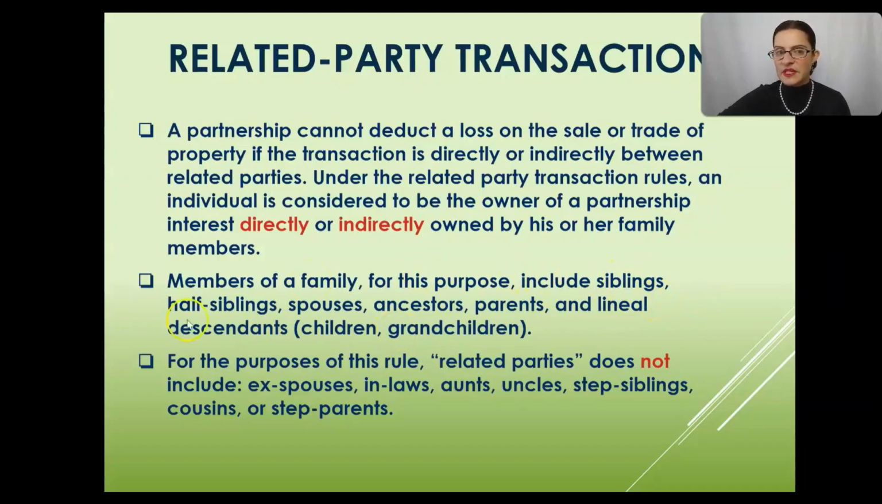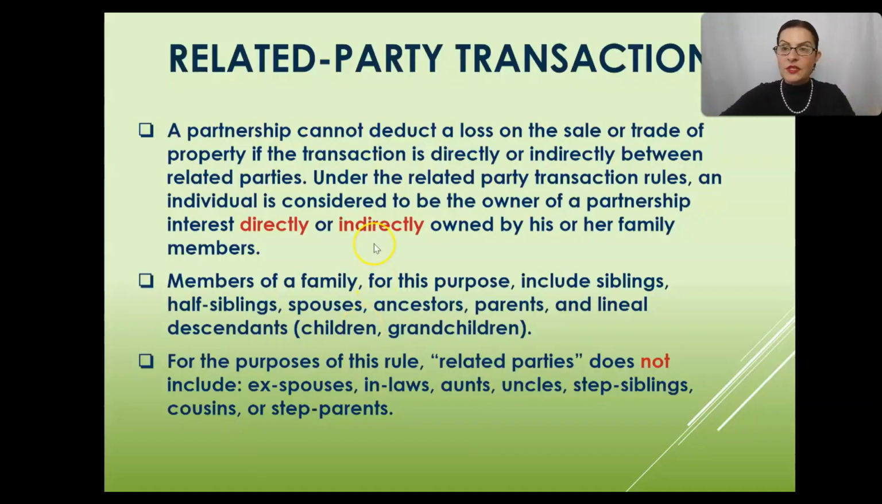Now, remember, it's siblings and half-siblings. So that means if you share one parent, either by blood or adoption, if you're related with one parent, then that's a half-sibling. And those are considered related parties. But step-siblings are not related parties. If you're just related by marriage, then you're not considered a related party for this rule. Related parties also do not include ex-spouses, in-laws, aunts, uncles, step-siblings, cousins, or step-parents. It also would not include nieces and nephews, right? So my brother would be a related party, but my nephew or my niece would not be for this rule.